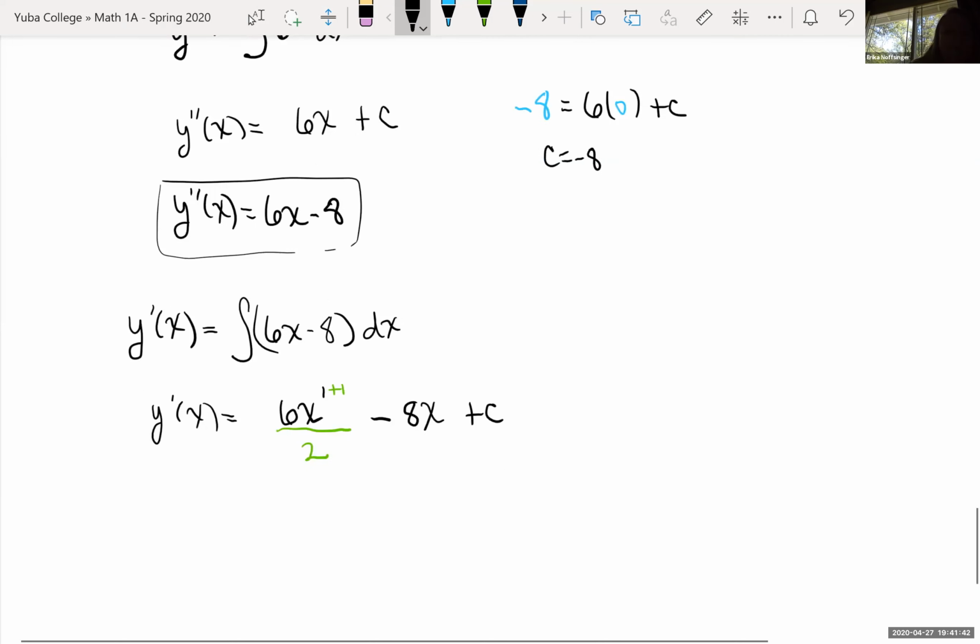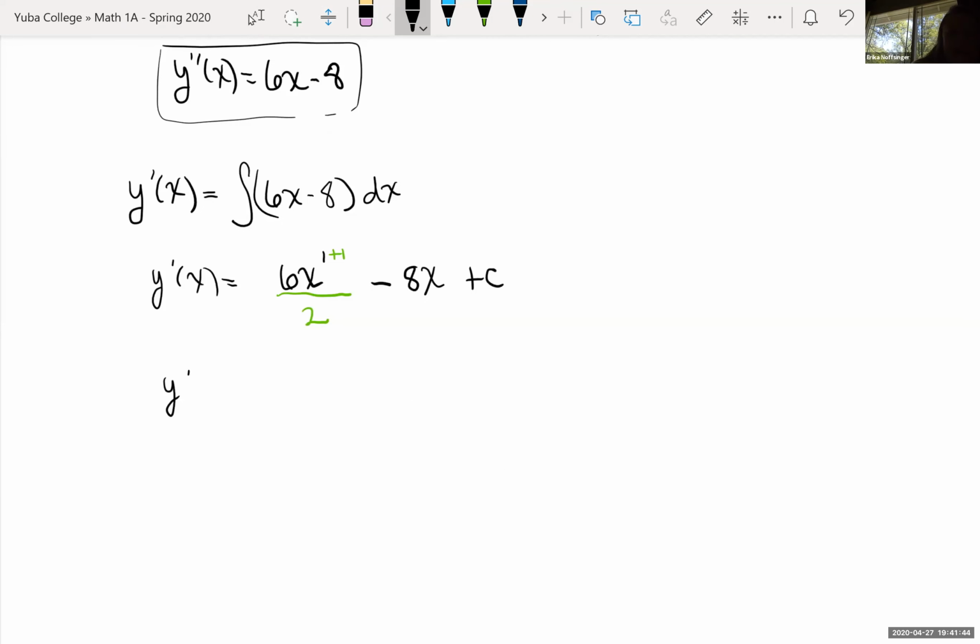So we have the first derivative of y is equal to, I notice my 2 goes into my 6, so I can cancel. That would just leave me with 3x squared for the first term, minus 8x plus c.